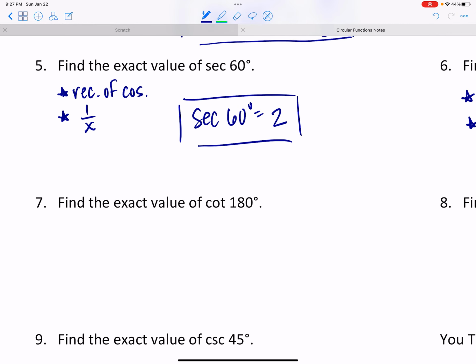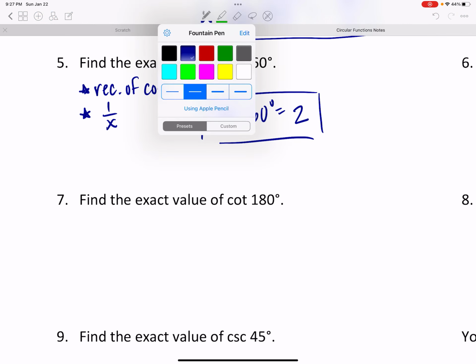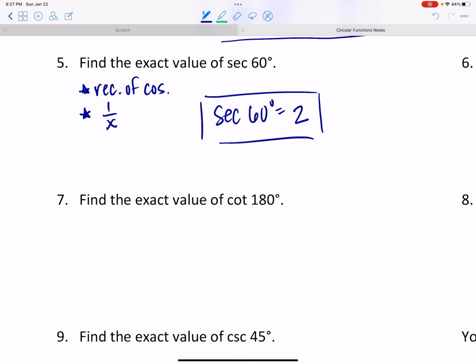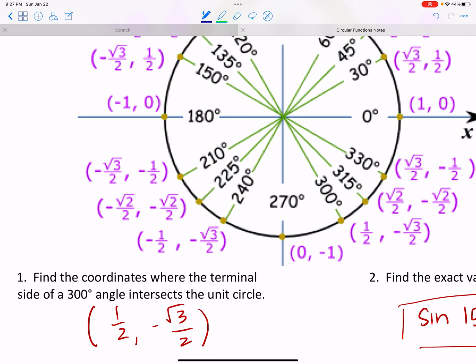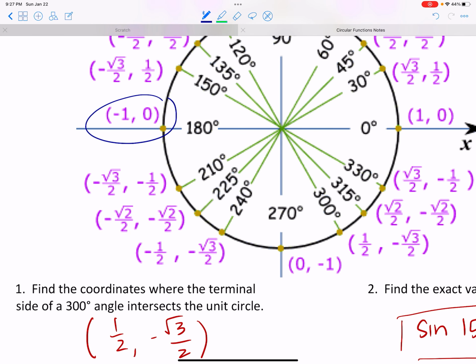So cotangent for 180. Cotangent is the reciprocal of tangent. So I want the reciprocal of tangent. I have to remember what tangent is. Tangent is y over x, which means cotangent is going to be the x value over the y value. So I'm going to go to 180, and here's my 180 degrees. If I want the reciprocal of tangent, again, I'm taking the x value and writing it as a fraction over the y value. So negative 1 over 0.